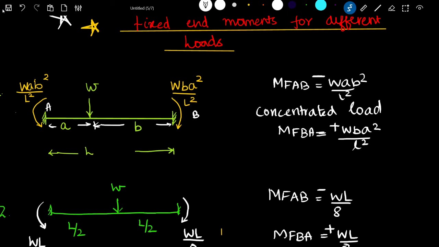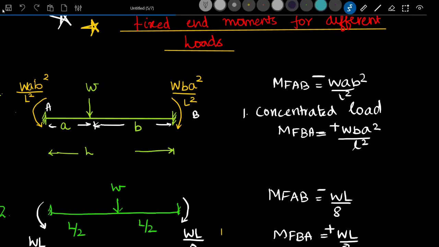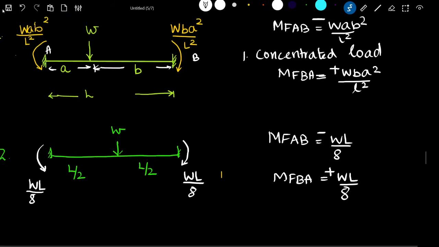First is a concentrated load which is not at the center. We can write M of AB as W a b square by L square, and M of BA is given by W b a square by L square. Next is a concentrated load at the center. M of AB is minus WL by 8, because anti-clockwise moments in the sign convention were taken to be negative. For clockwise rotation, if this is A and this is B, the moment is taken to be positive, so M of BA will be positive.